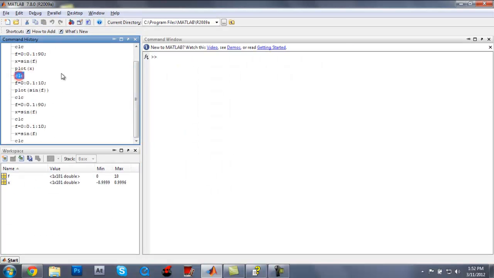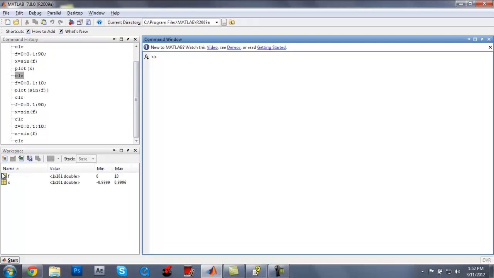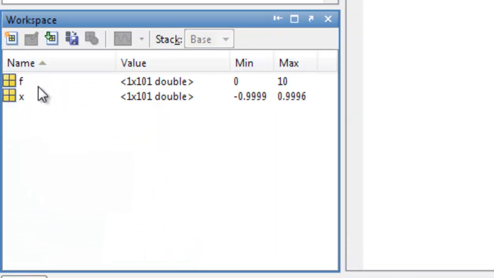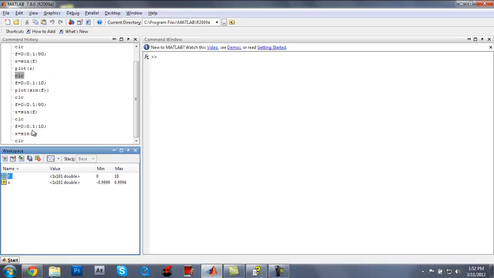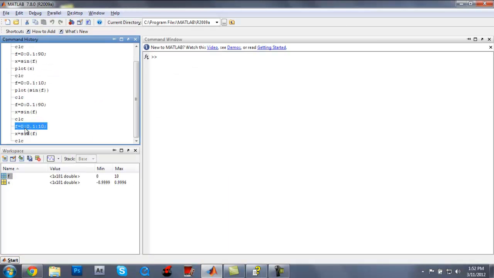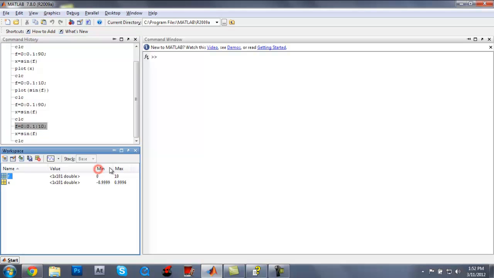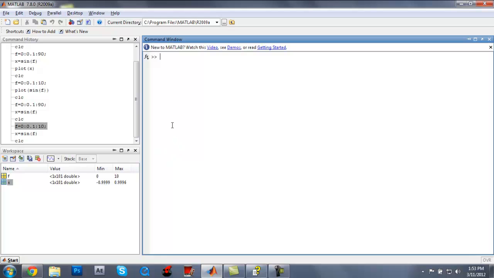CLC is a command used for clearing the screen. Here is the workspace. The workspace gives all the values of the variables or functions or anything you define. It also gives the values, minimum, maximum, and so on. For example, this is f, which I defined last. This f is from 0 to 10. It gives minimum value 0, maximum value 10, and the sine of f, which is from -1 to 1 roughly.